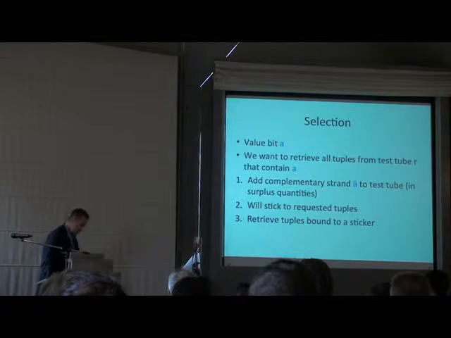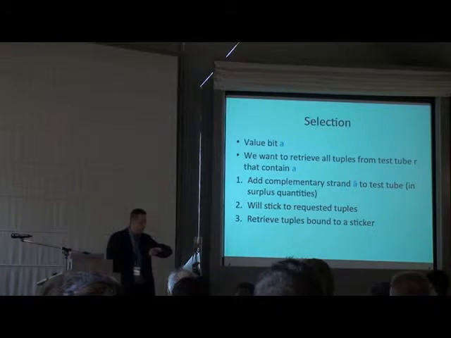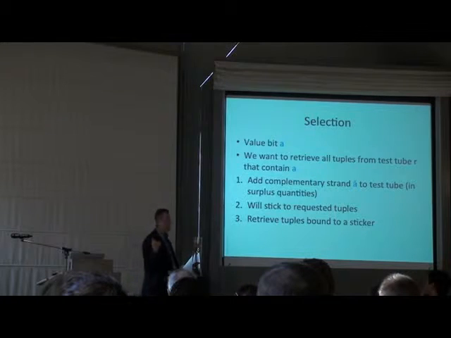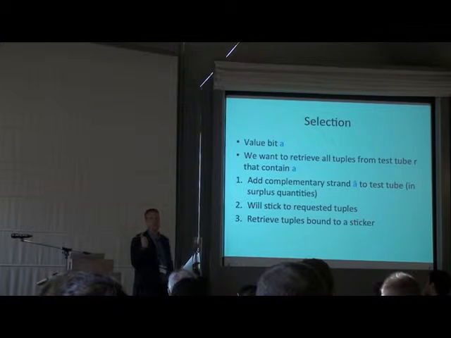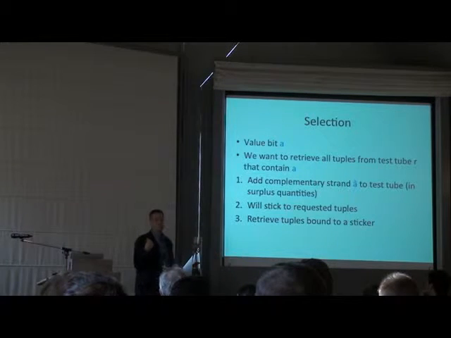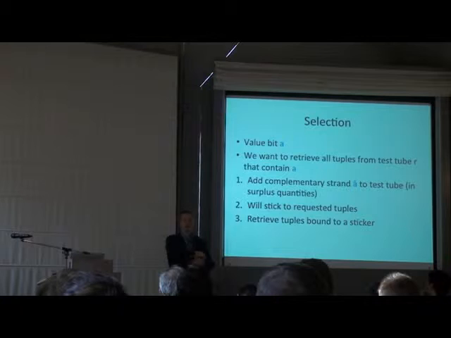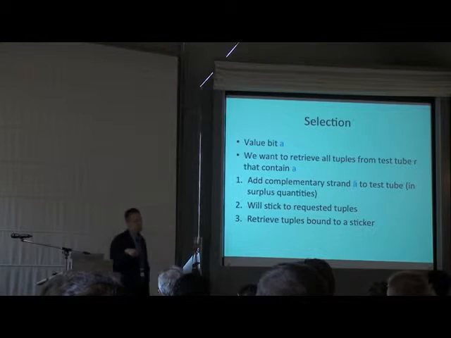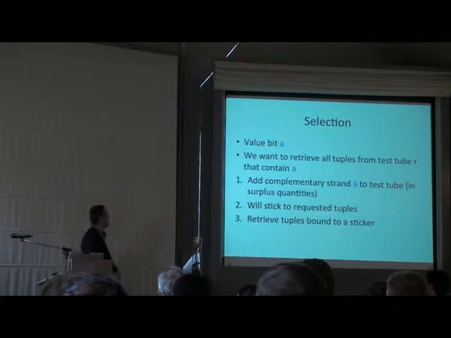Okay, now let's do something with this data. Yeah, and the first thing we want to do is an extremely simple operation. Suppose I have a test tube, yeah, containing a database relation, and I have just one value bit a. I pick a value bit a, and I want to retrieve all tuples from the test tube that use this letter. For example, I store all your names, and I want all the people that have an A in their name. It's that simple. That's the query. If you can do that query, yeah, that's a very basic query.